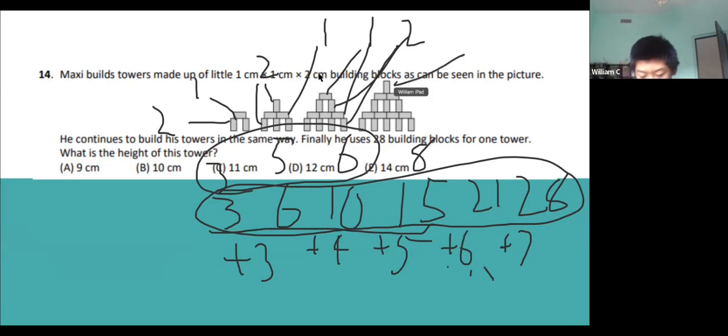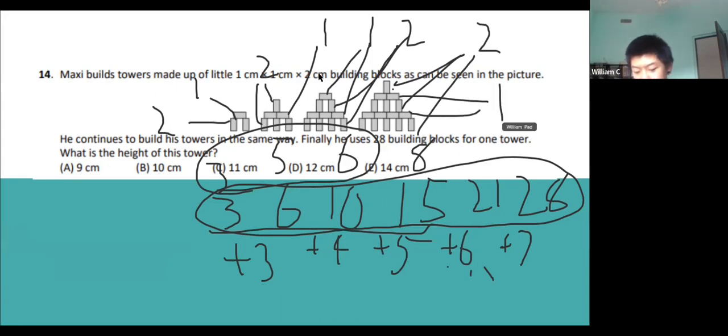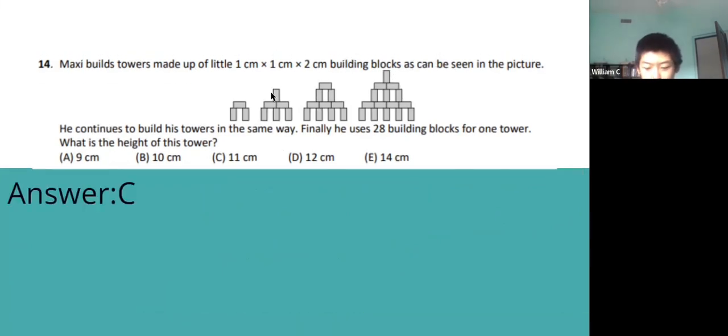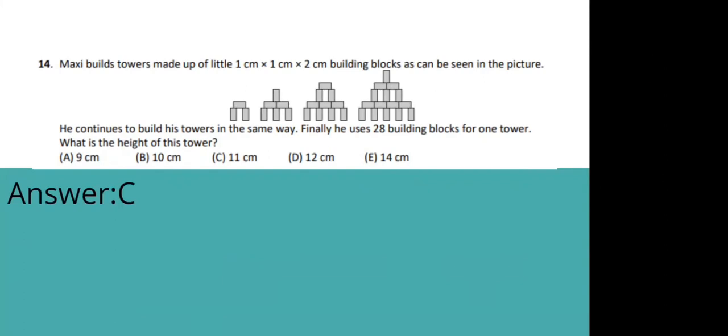Because looking over here, we add 2 to the sum and get 8, because there's three 1s, three 2s, and two 1s. So we know that's 8. And therefore, we can confirm our pattern. After that, we just need to follow the pattern until we find the height of this last one. So then it's 9 and 11. So the answer should be C. Do you have any questions about this one? No.